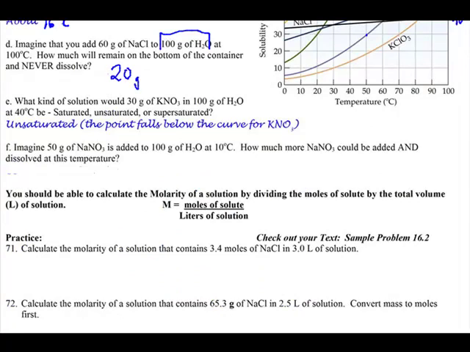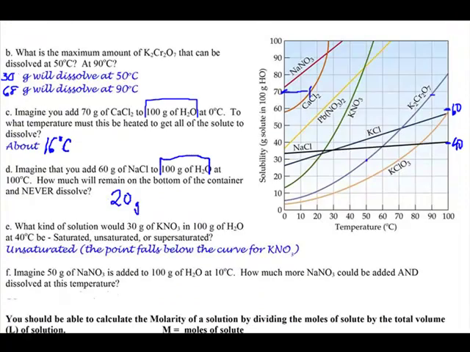Letter E. Oops, I don't want to lose the graph here. Alright, letter E. What kind of solution with 30 grams KNO3 and 100 grams of water? Again, we can use the curve just as it is. 30 grams KNO3 at 40 degrees. So here we go, 40 up to 30. And it looks like we're below the line here. We could go all the way up to right about here. So right about 60, I don't know, maybe 64 grams.